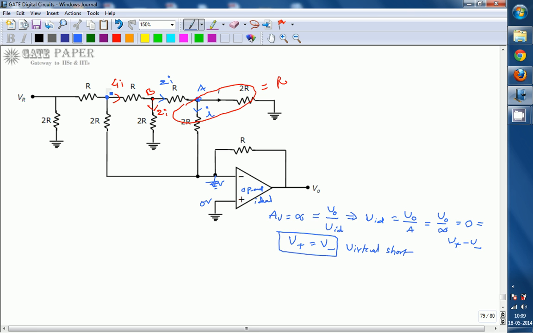Node C. This node C is nothing but from this one node C towards this ground. At that time its effective resistance is 2R, and here also you will get the effective resistance as 2R towards ground. So since the current flowing through is 4I, again you are going to get the same 4I in this one.